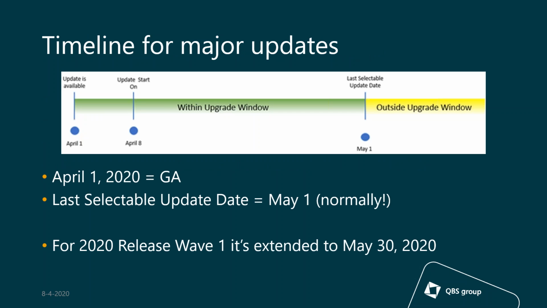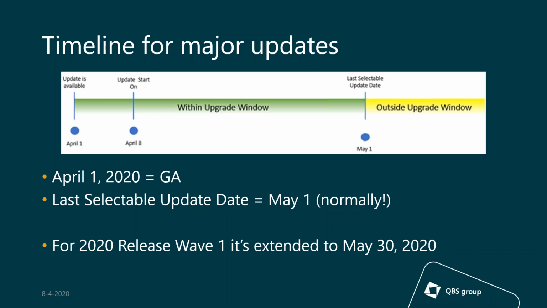Then the timeline for major updates. We covered it a few times in earlier versions of the webcast, but it makes sense to highlight it just once more, because the 2020 Wave 1 release is available since April 1st. General availability, maybe not in your tenant, but the GA is 1 April.